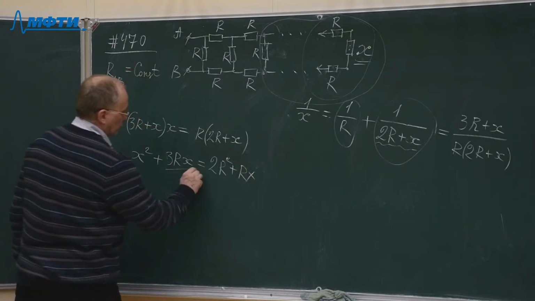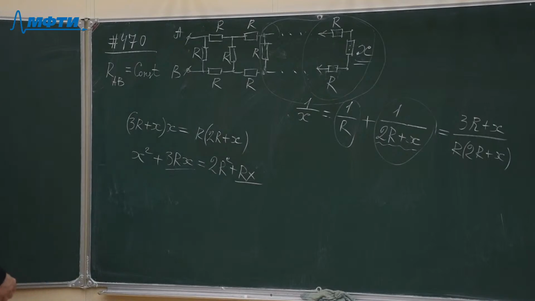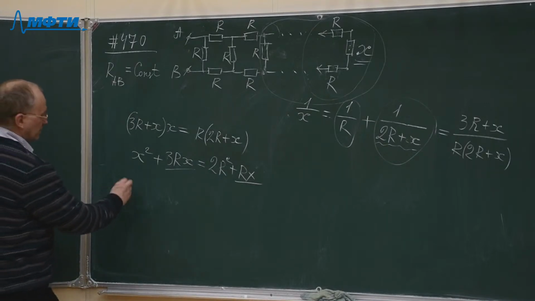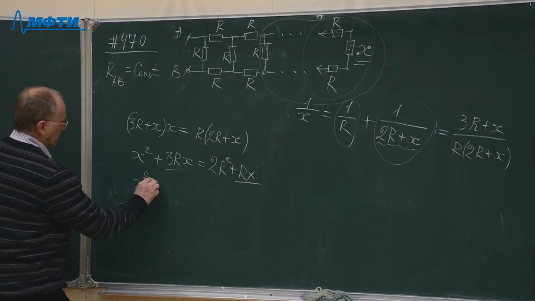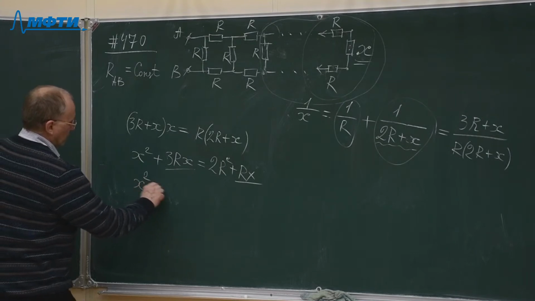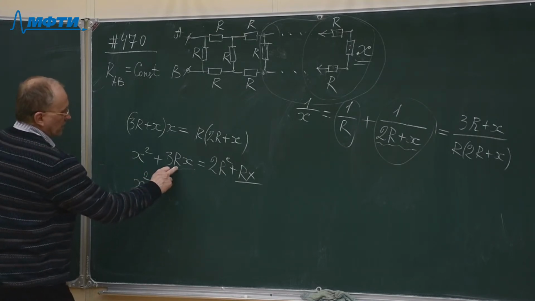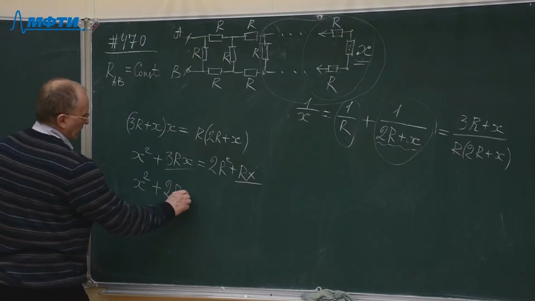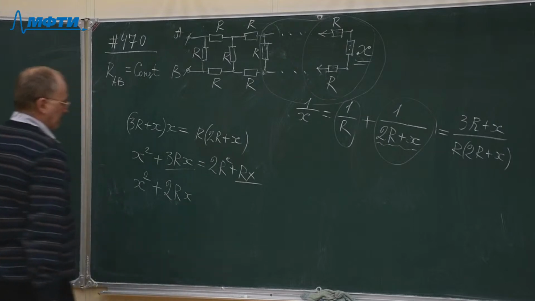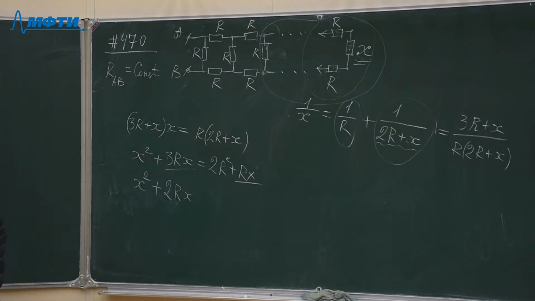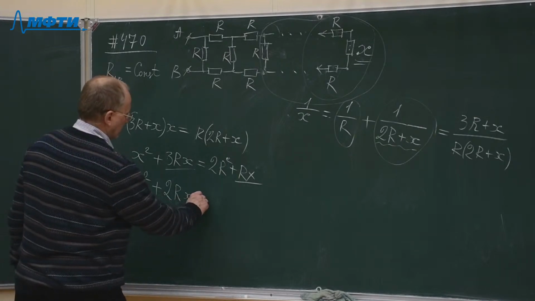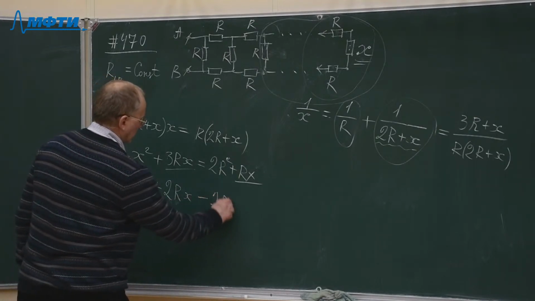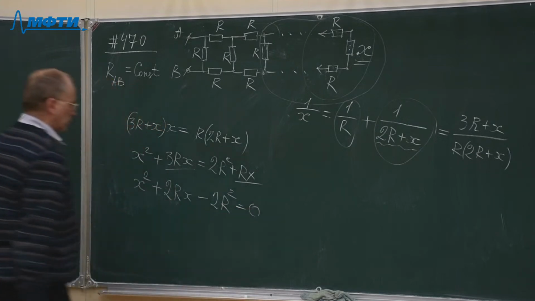So these terms can be simplified, and finally we get this quadratic equation, which is X squared plus 3RX minus RX, that will give us 2RX minus 2R squared equals 0.